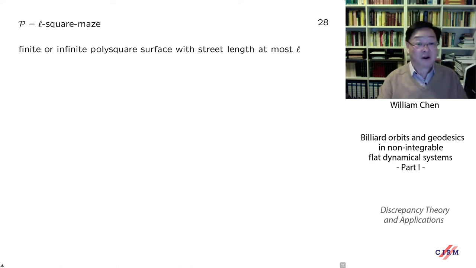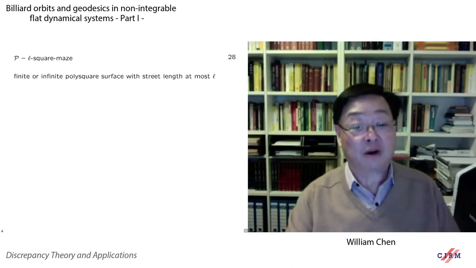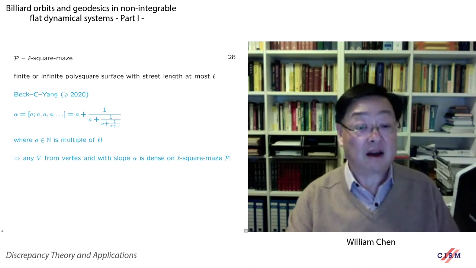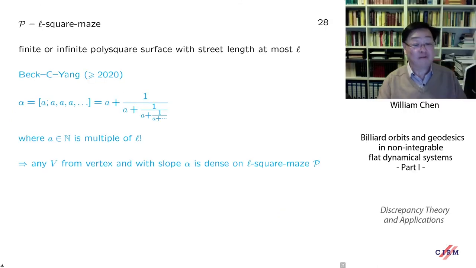Next, let us talk about an L-square maze. What is an L-square maze? It is a finite or infinite polysquare surface where the street length is at most L. We cannot have streets that are infinite in length, and the street lengths are all bounded by a number L. Then we can replace our H, or the 2 previously, by L factorial, which is clearly a common multiple of all the possible street lengths.